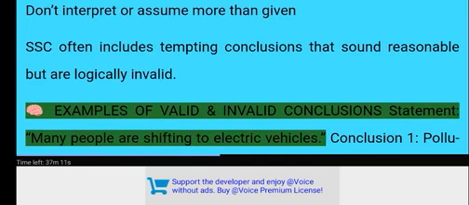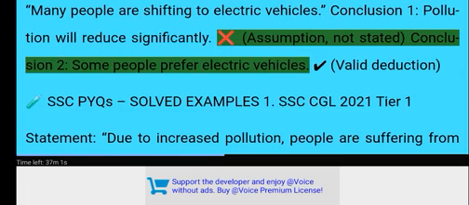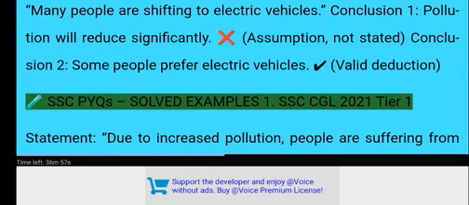Examples of valid and invalid conclusion statement. Many people are shifting to electric vehicles. Conclusion 1. Pollution will reduce significantly. Assumption. Not stated. Conclusion 2. Some people prefer electric vehicles. Valid deduction.